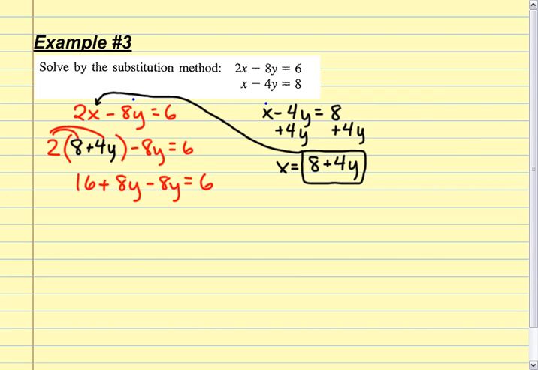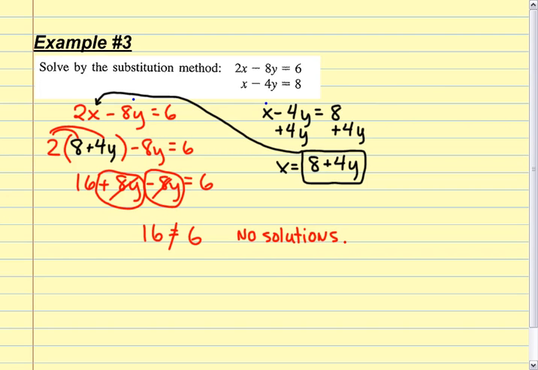Whoa, okay, whoa. All right, what's happening here? I'm going to combine 8y and negative 8y. Those two things cancel out, and they give us 16 is equal to 6. Well, that's not true. 16 never equals 6. What is this telling me? It's telling me that there are no solutions to this system. Now I want you to think about that for a moment.